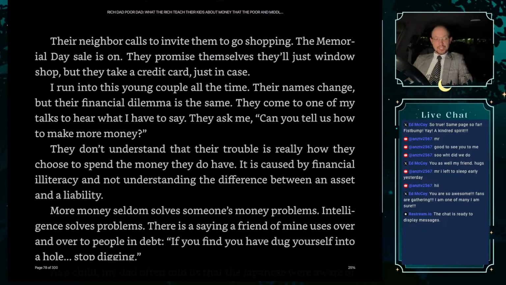Right now, these are the Billionaire Bedtime Stories where you learn about finance, investment, money, and economy. Their neighbor calls to invite them to go shopping. The Memorial Day sale is on. They promise themselves they'll just window shop, but they take a credit card just in case.